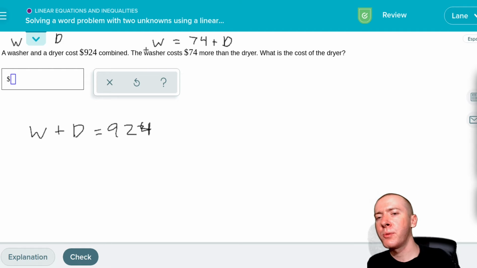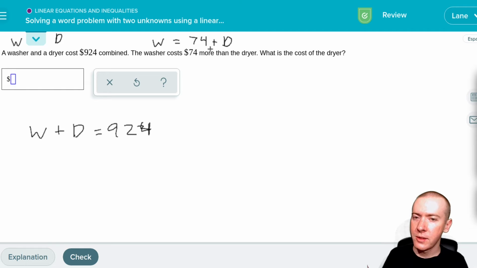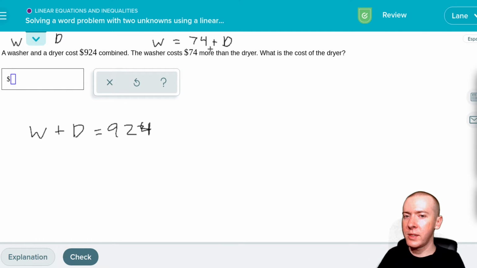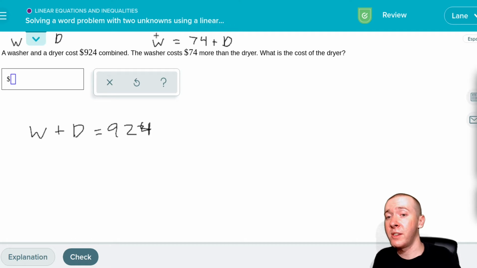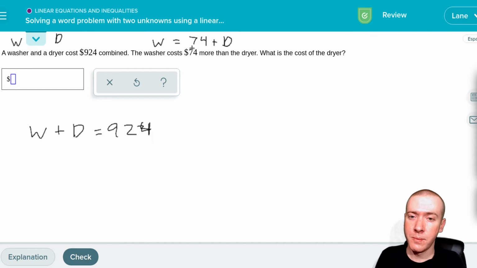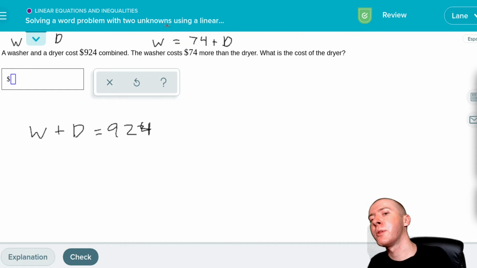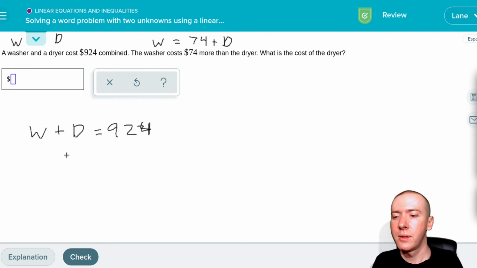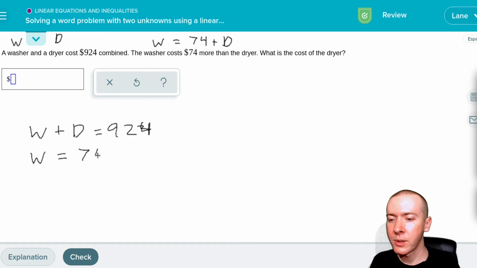And if you think about what the washer and the dryer might cost, that should make sense, right? If the dryer was $2, then this equation would tell us that the washer is $76, right? So the washer is more than the dryer. We wouldn't put the 74 on the other side with the W. So that's our second equation. W equals 74 plus D.